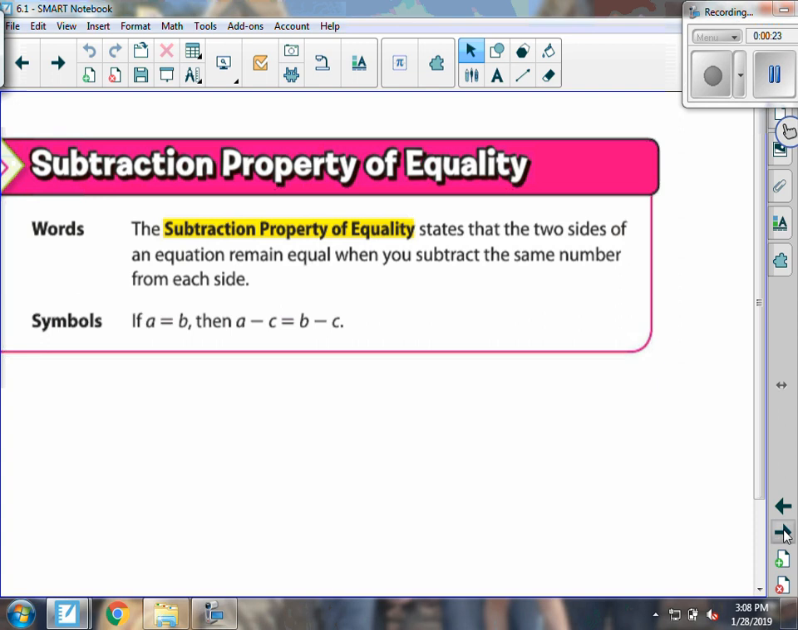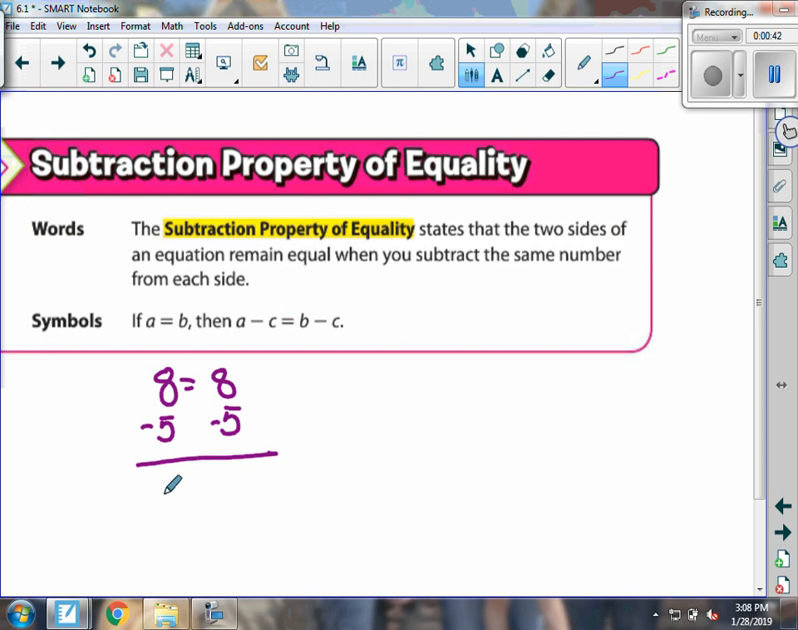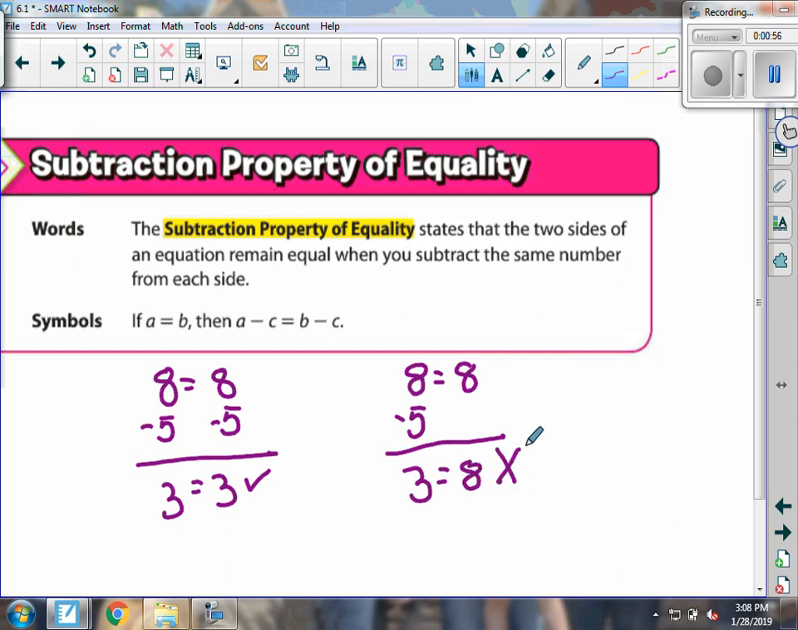Okay, so the subtraction property of equality is if you subtract the same number from both sides of your equation, then your equation is still true. So let me give an example of that. If I have 8 is equal to 8, and I subtract 5 from both sides of my equation, 8 minus 5 is 3. Does 3 equal 3? Yes, it does. But if I just subtract 5 from one side of the equation and not from the other, then I'm left with 3 equals 8, and that's not true.